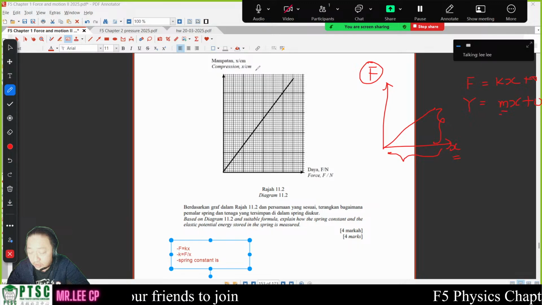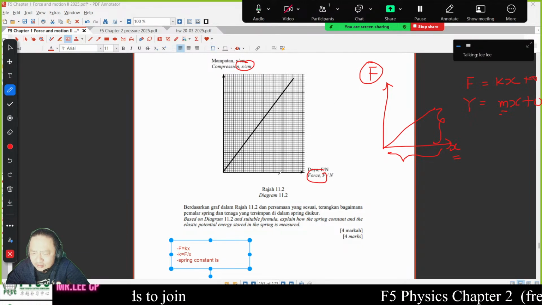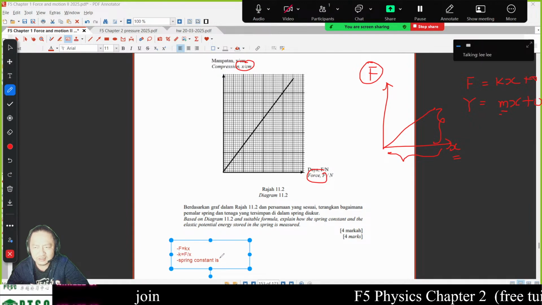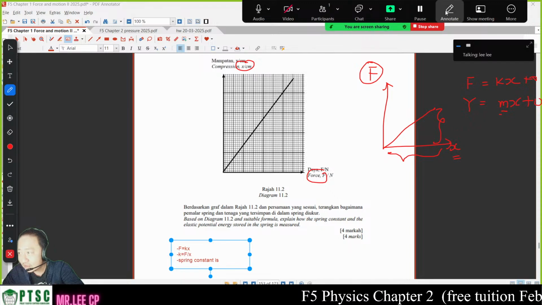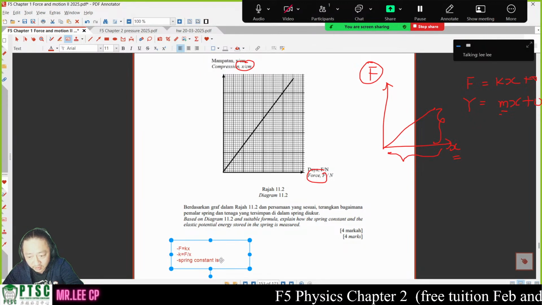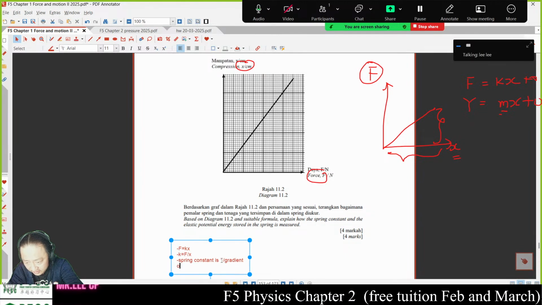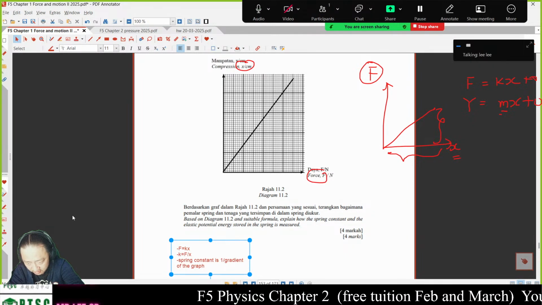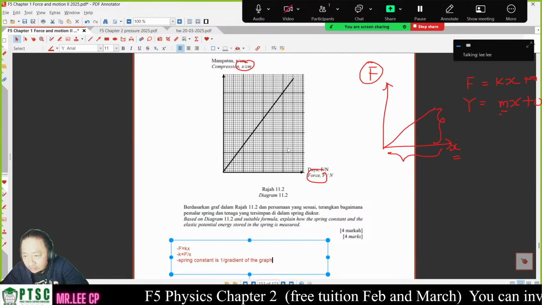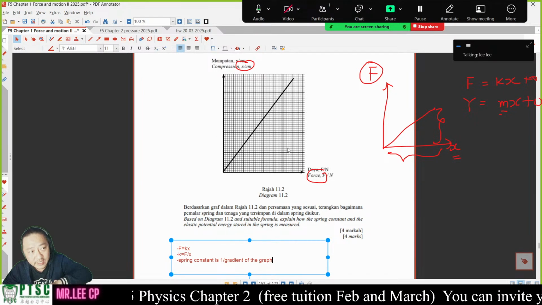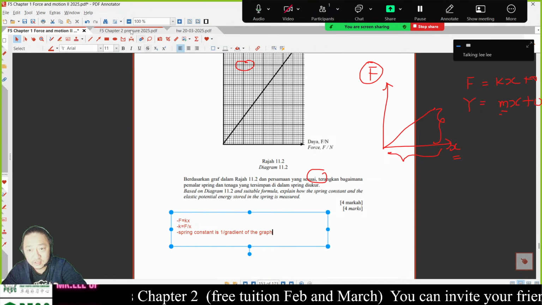Okay, but this one is not. So you said gradient of the graph? No. The spring constant is not the gradient of the graph. It is 1 over the gradient of the graph. Do you understand this? Because you find the gradient is x over f, but I want f over x. So f over x is 1 over the gradient of the graph. Do you get it?